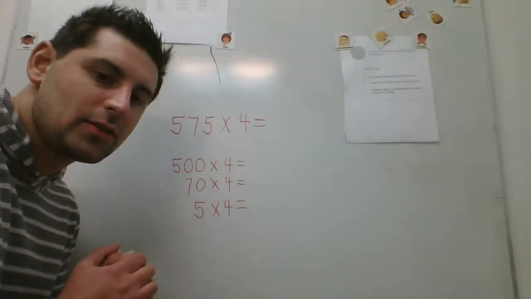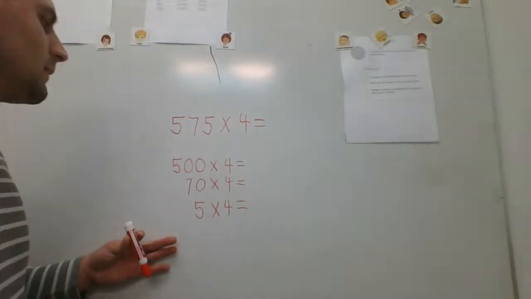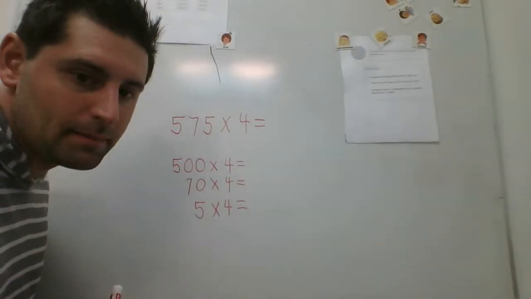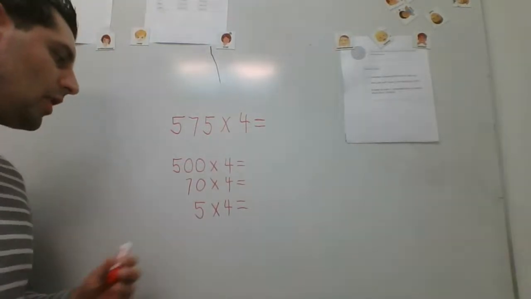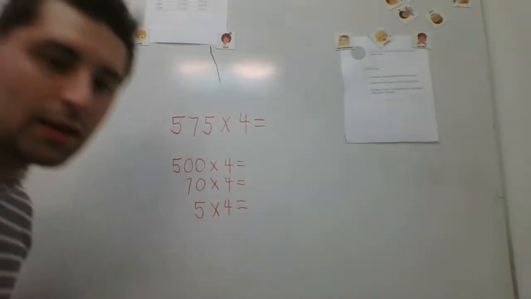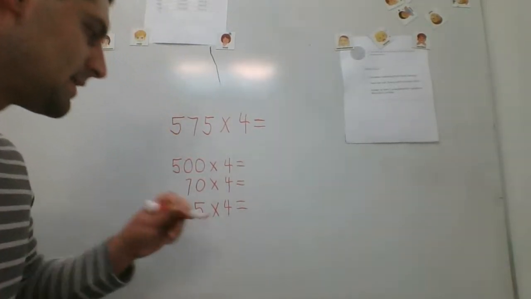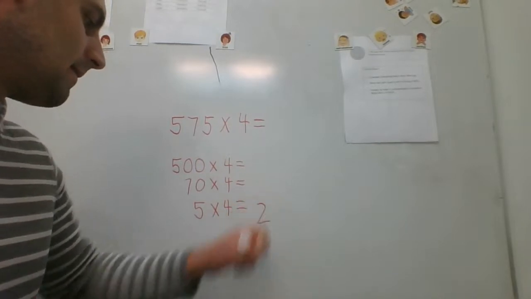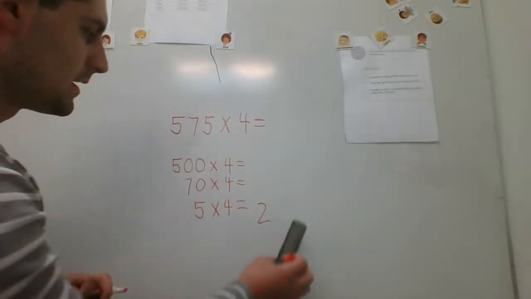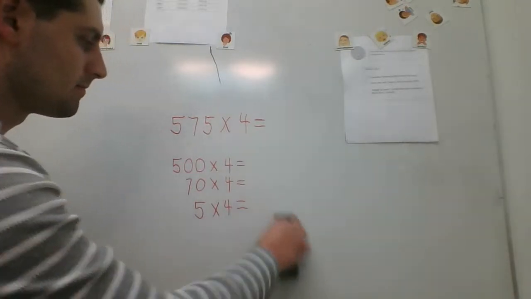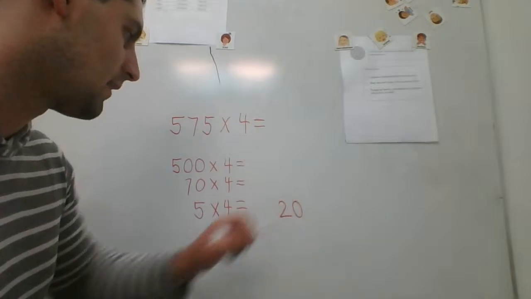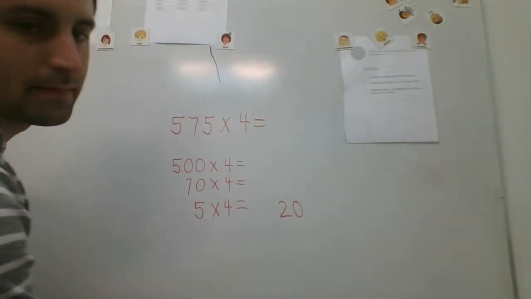So we're going to get right into it. You can really solve each of these 3 problems in any order, but I like to start with the simplest one first. So 5 times 4 equals 20. Writing it out because I want to line the numbers up here.